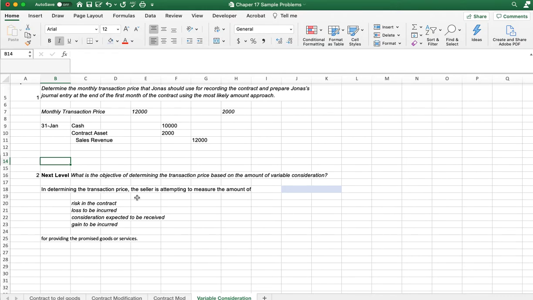In determining the transaction price, the seller is attempting to measure the amount of consideration expected to be received for providing the promised goods or services.